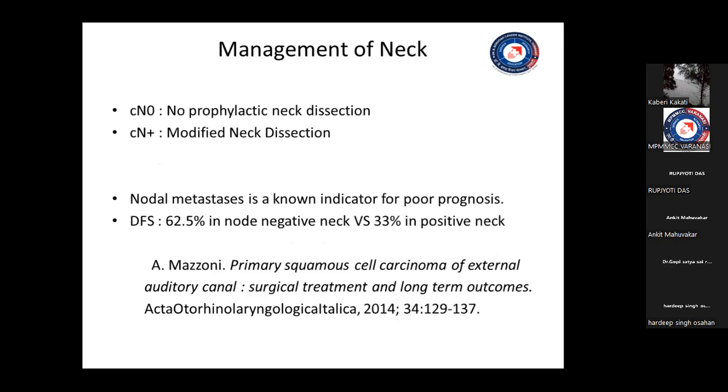Coming to the management of the neck, the protocol is we do not go ahead with a prophylactic neck dissection in clinically N0, and we go ahead with a modified neck dissection with a clinically N-plus neck. But we go ahead with a superficial prophylactic parotidectomy in T3 and T4 disease with a level 2 nodal sampling. As discussed already, nodal metastasis is always a bad indicator, and the survival drops from almost 60 to 30% in a positive neck.